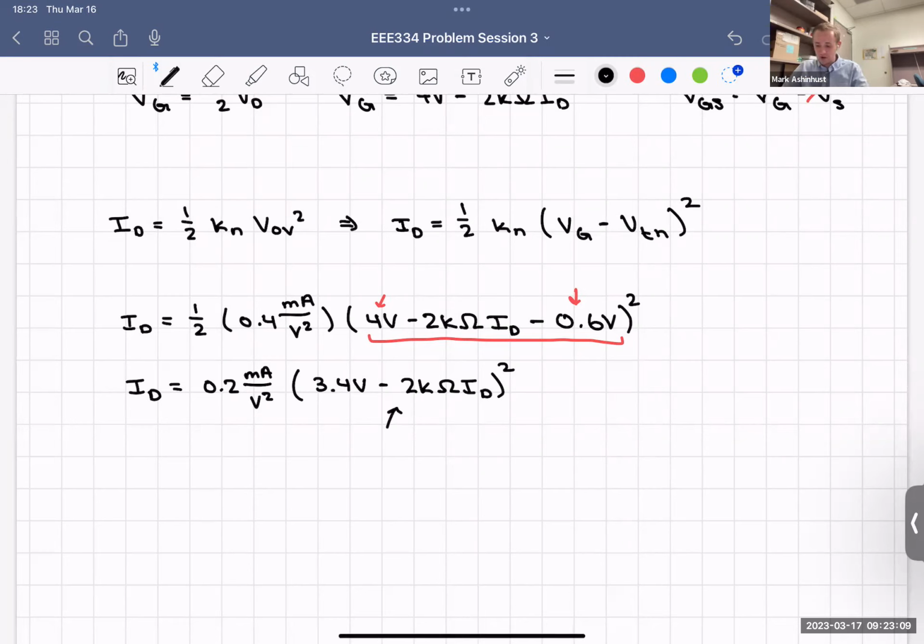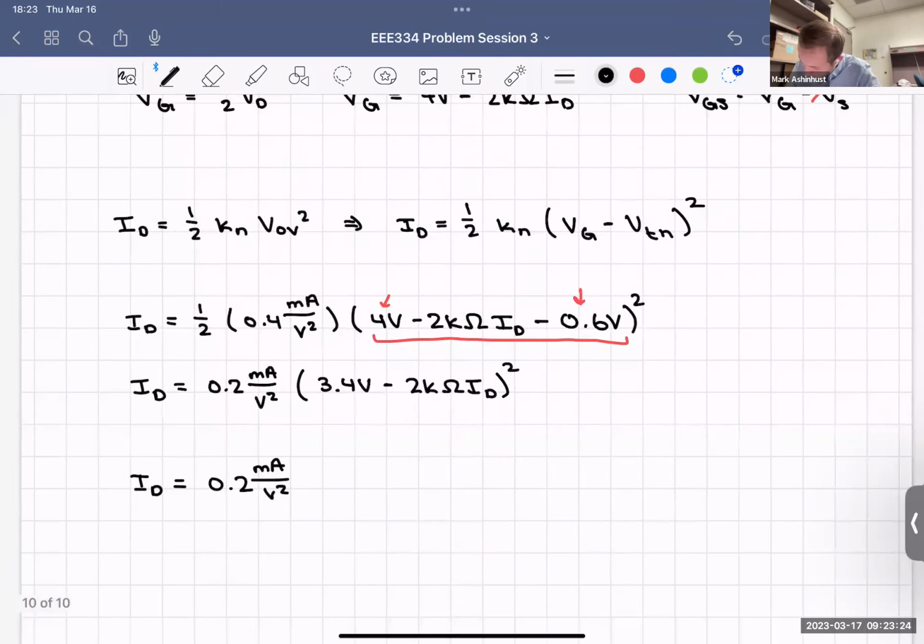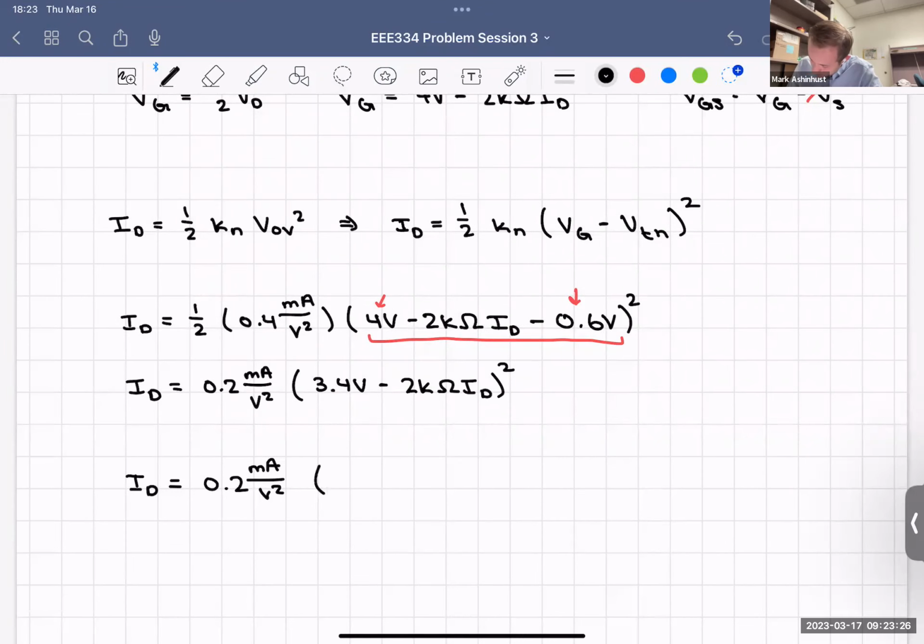Don't forget, you can't just square the 3.4 and square the 2K, right? We need to make sure we FOIL this. A very simple, easy mistake. If you're really stressed out on a test, you might do that because you're not thinking clearly anymore. Your brain's tired, you've been going for a while. So we have 3.4 volts minus 2K ID, and then 3.4 volts minus 2 K ohm ID.